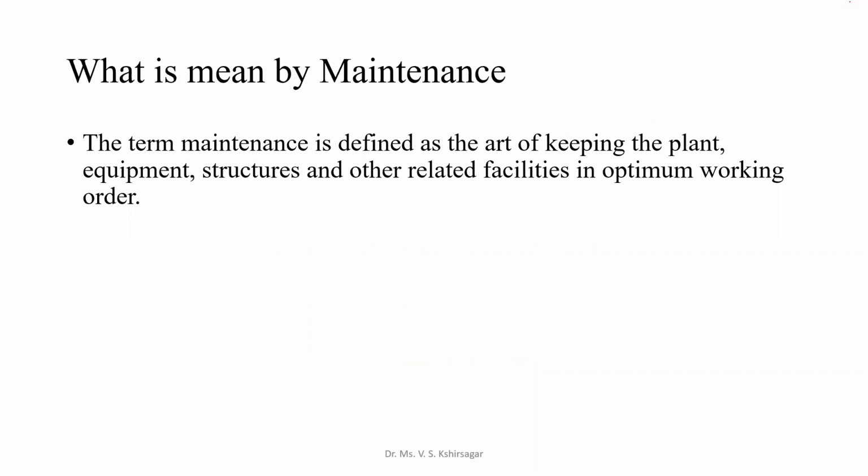The term maintenance is defined as the art of keeping the plant, equipment, structure, process, or system and other related facilities in optimum working order. Even small things need maintenance. We are using the gas, I mean the gas stove, for cooking food.